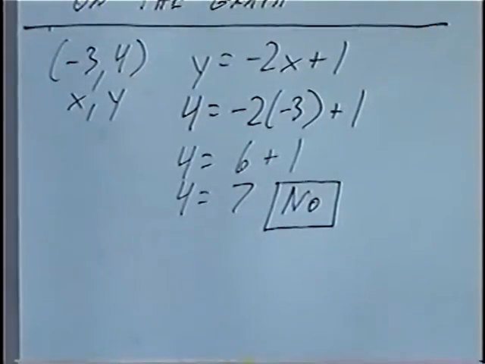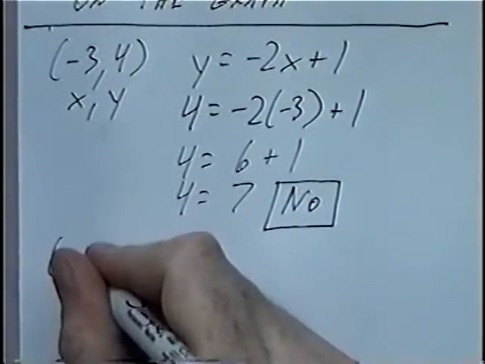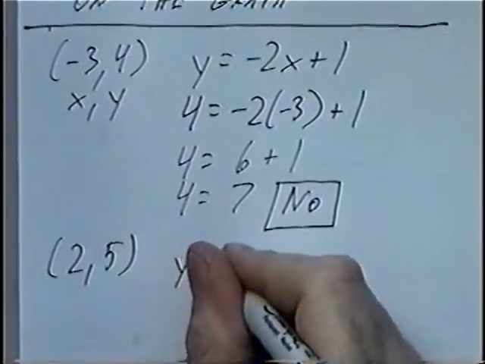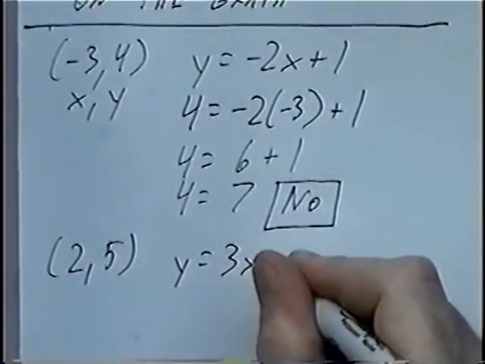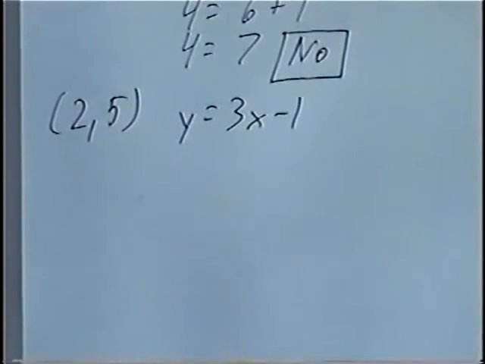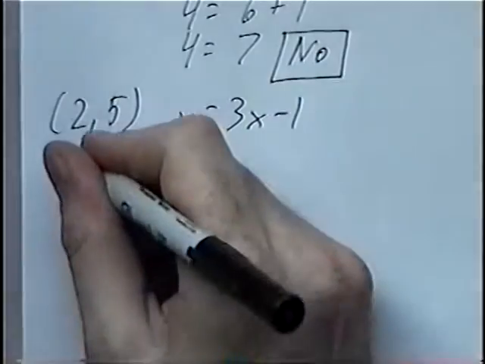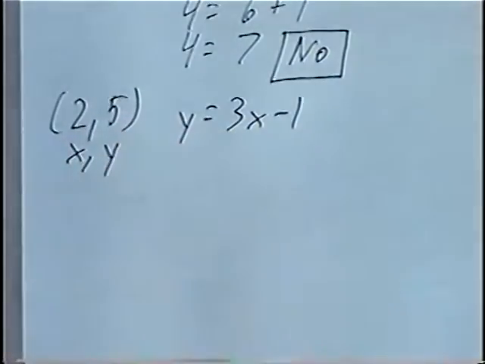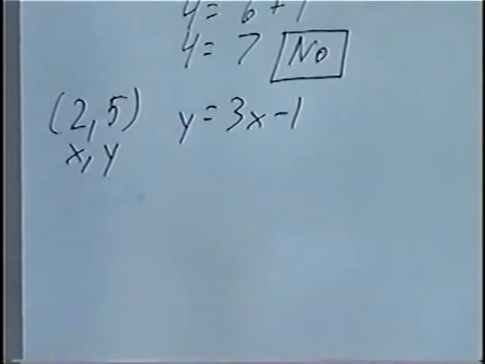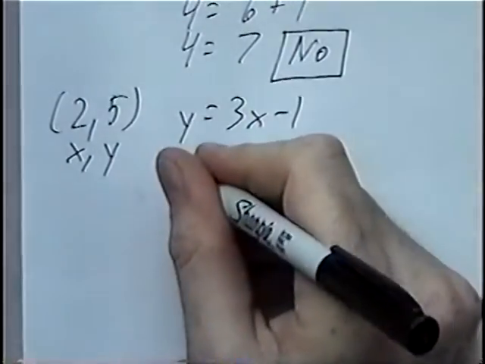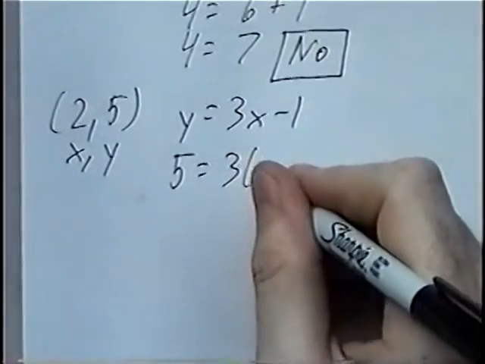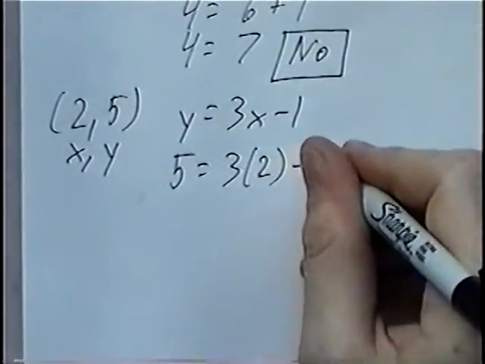Second question and last question for the section. We'll have 2, 5 as a point, and y equals 3x minus 1 as the equation. Solving again, we'll have the point, which is x, y, so we can replace x with the number 2 and y with the number 5. So we'll have 5 equals 3 times x, or 3 times 2, minus 1.